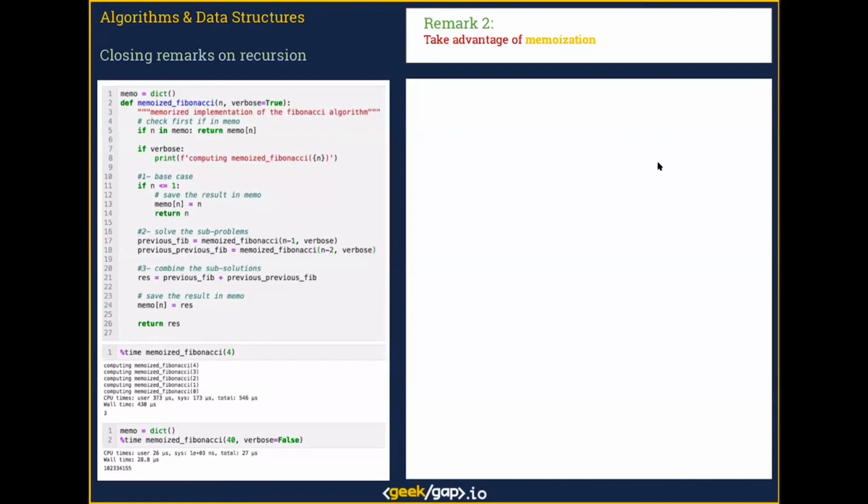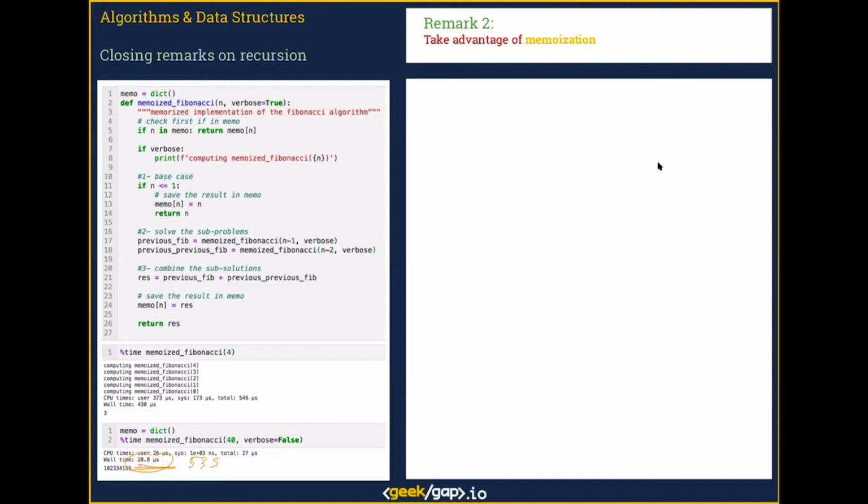Remember, n equals 40 was giving us 53 seconds. Now it's giving us 28 microseconds. Oh, wow. What have we done? Such an improvement. And what we did was very, very simple.